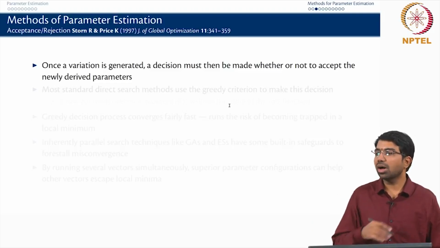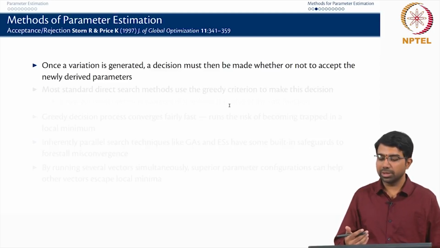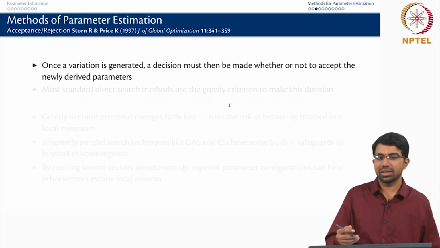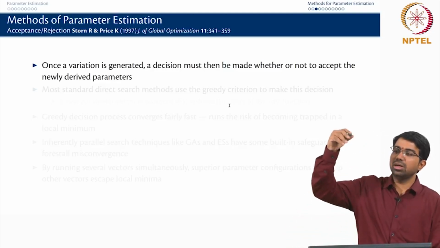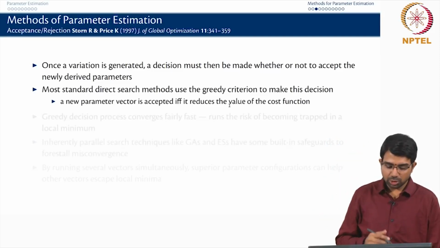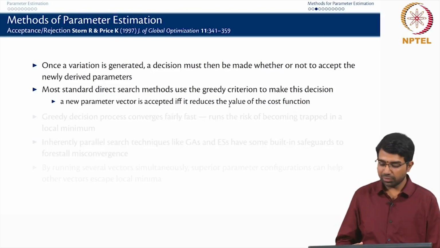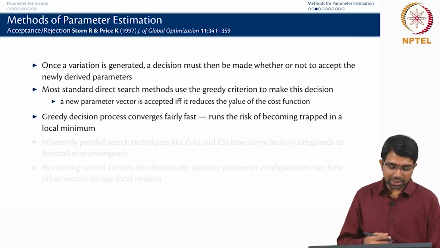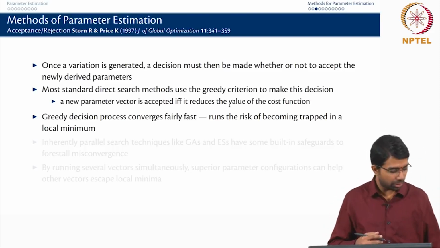One way is to always accept a direction where I have reduced cost. That is what we normally call hill climbing, or actually hill descending, but it is usually called hill climbing. So a new parameter is accepted if and only if it improves the value of the cost function. The greedy decision process converges fairly fast, but has the obvious risk of getting stuck in a local minimum or maximum.